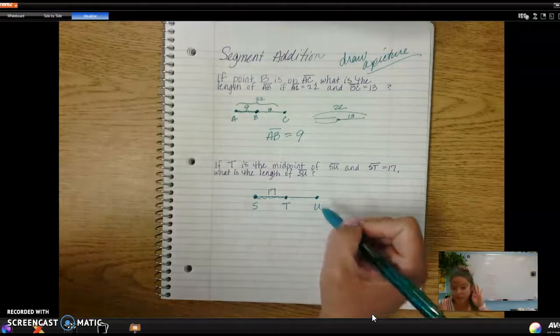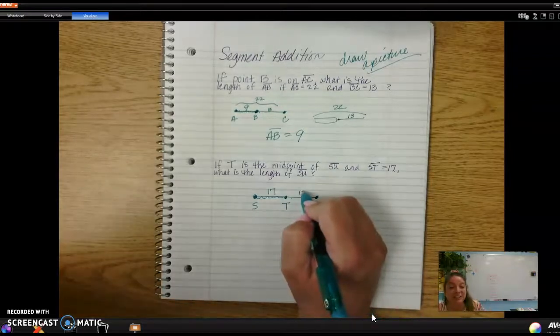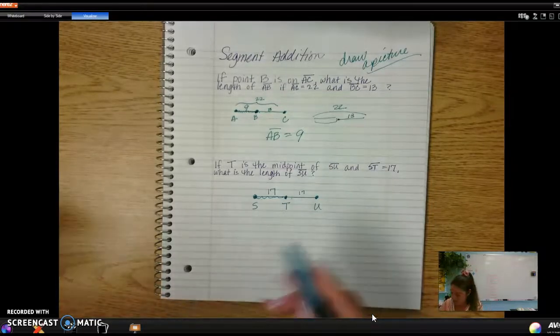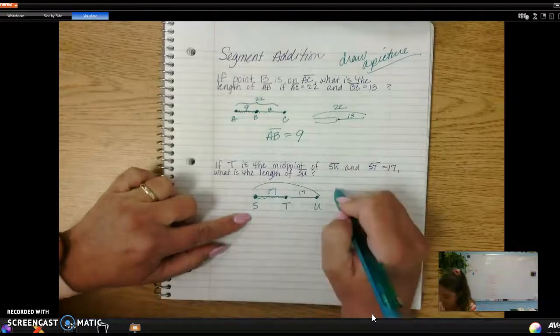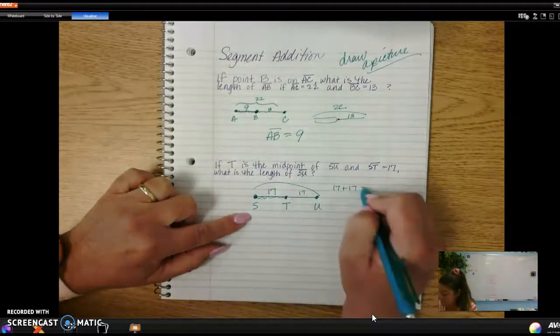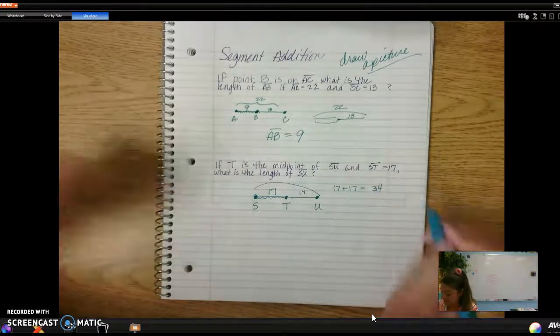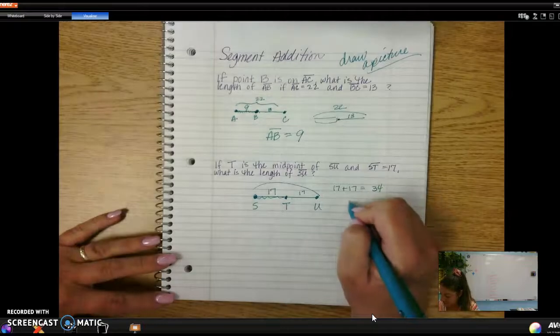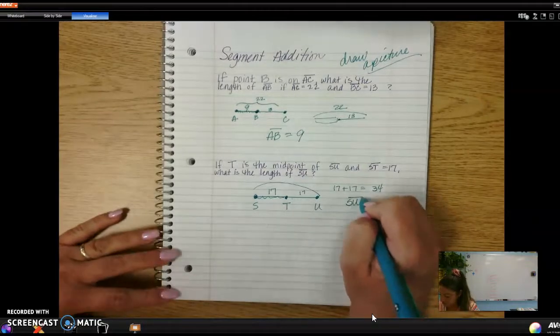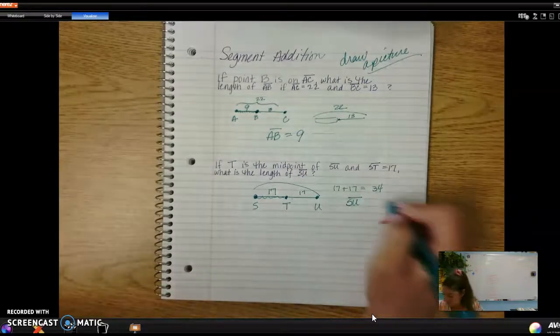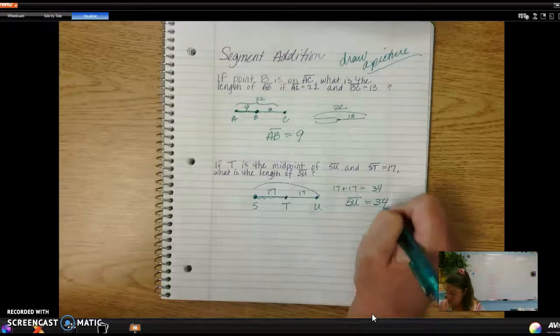Well, if this is the midpoint and this is 17, what's the other side going to be? The other side is also 17, which makes the whole thing 17 plus 17, which is 34. So you just write line segment SU equals 34.